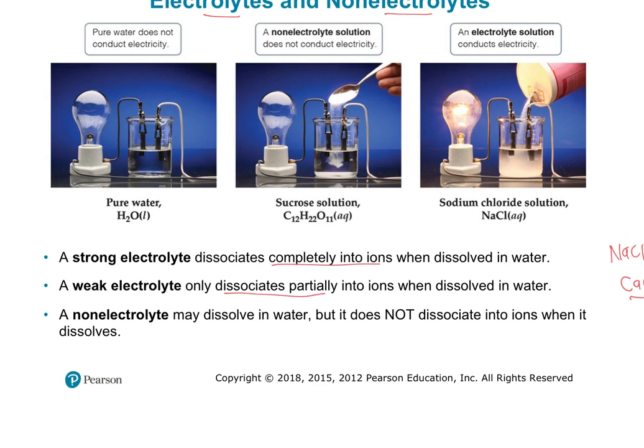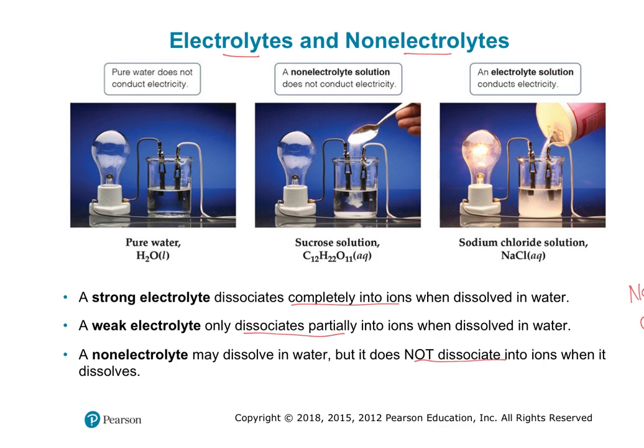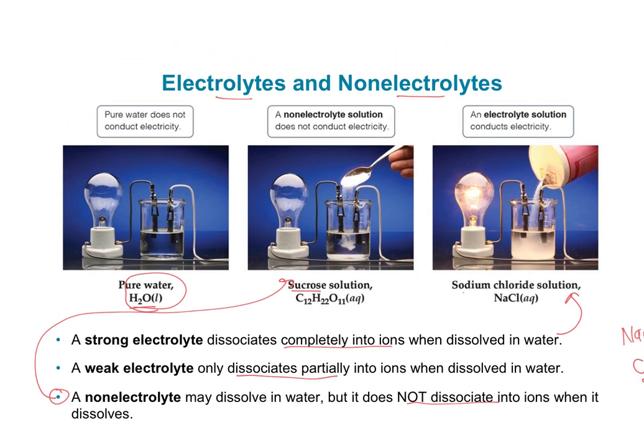And then a non-electrolyte does not dissociate into ions when it dissolves, so there's no ionic interactions at all. And so here's an example of pure water. It is just a molecule, and so there's no ions in it. If I take something like sucrose, that is a molecular compound dissolved in water, so that one's going to be a non-electrolyte. And if I take sodium chloride, which is salt, right, it's going to completely break apart. It's a strong electrolyte, so the light bulb turns on bright. And electrolyte basically means that a substance will conduct electricity when it is dissolved.